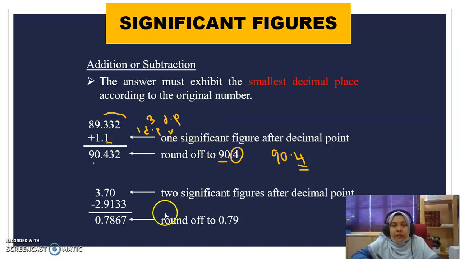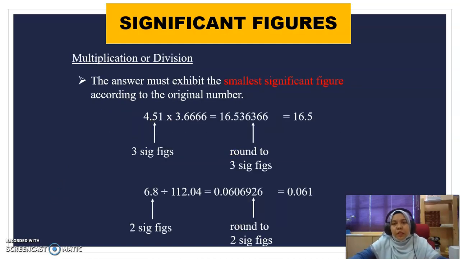Next is significant figures for subtraction. It is the same. You look at this one with 2 decimal places and this one with 4, so the answer must be in 2 decimal places. That is for addition and subtraction. Next is multiplication and division. For multiplication and division, what we need to look at is the smallest number of significant figures. For addition and subtraction, we consider the decimal place.